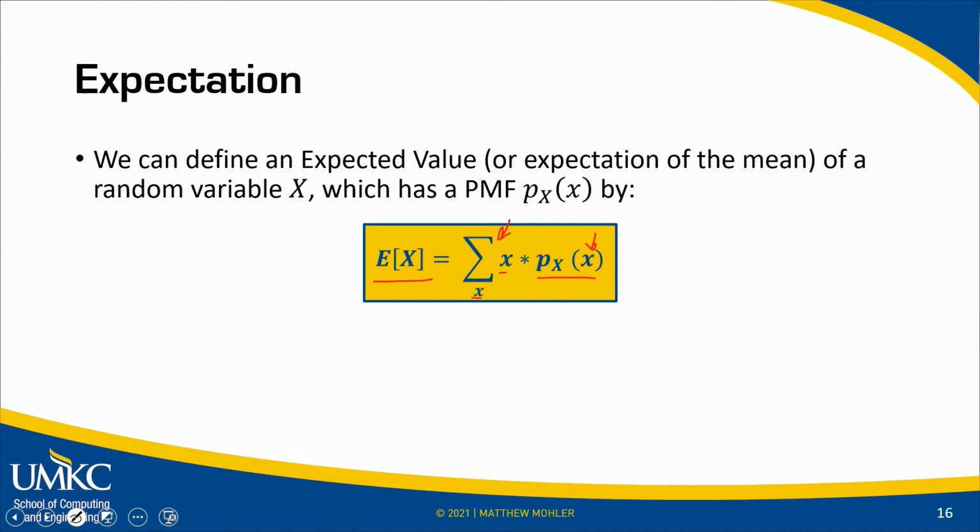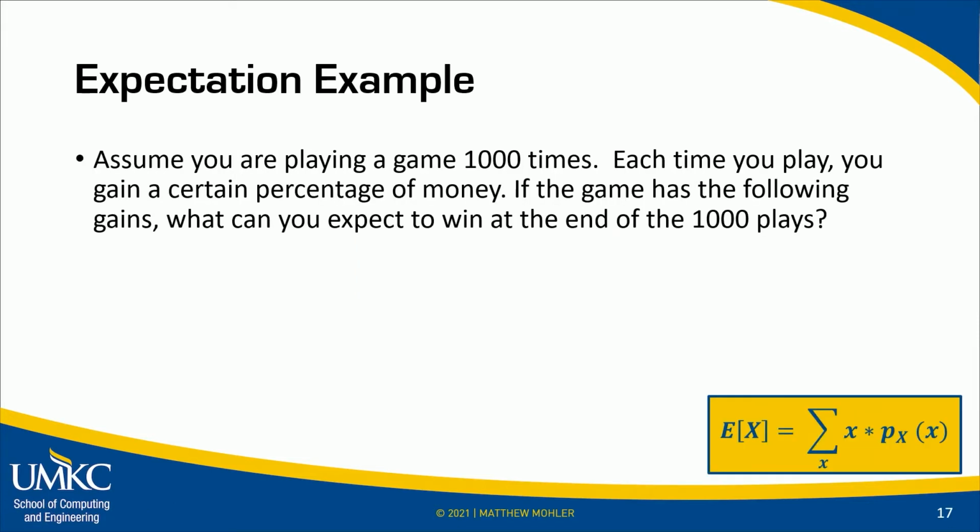To look at this in more detail, let's just jump into an example. Let's assume that you're playing a game of some form 1,000 times, and that each time you play that game, you gain a certain percentage or a certain amount of money, a certain gain factor, if you will. If the game has the following gains, then what can you expect to win at the end of the 1,000 plays? This is really just an example of expectation.